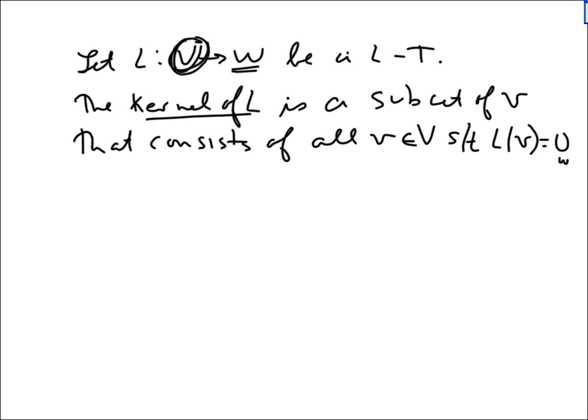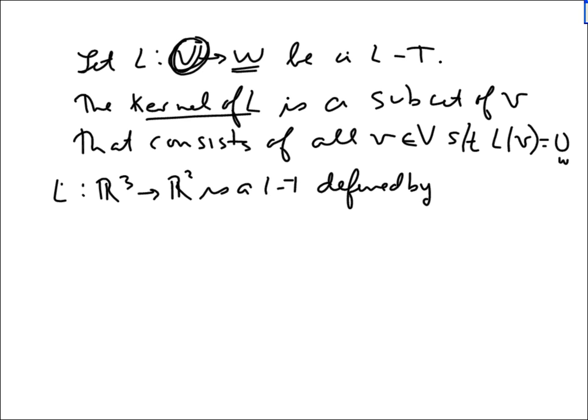Okay. Let's look at this example. We looked at it before. L is a mapping from R3 to R2, a linear transformation defined by L of x, y, z is equal to x comma y. We want to find the kernel of L. What can you take L of and get the zero vector?